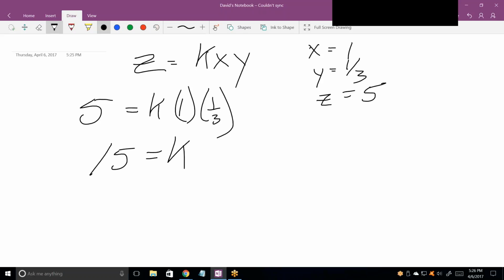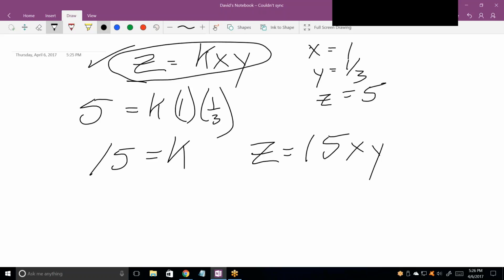And then that's it. Well, it's not the whole problem, though. We want an equation specific to this problem. So you've got to put it back in the form of Z equals what? 15xy. Okay, that's the specific equation. This is a general equation. This is the specific equation, meaning we've solved for K. And now they want to know what is Z when X is -4 and Y is 7.